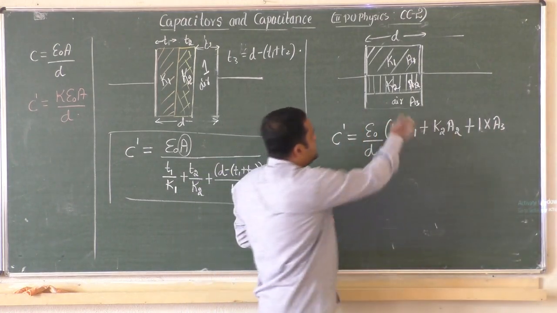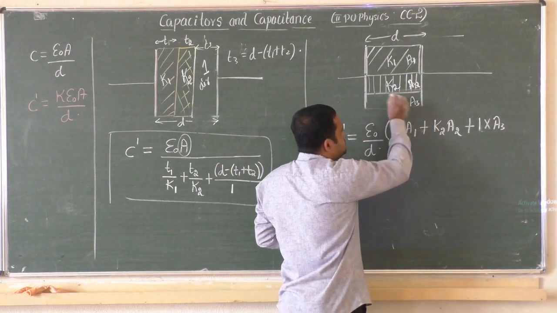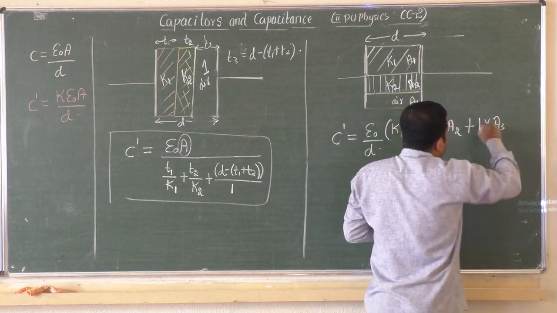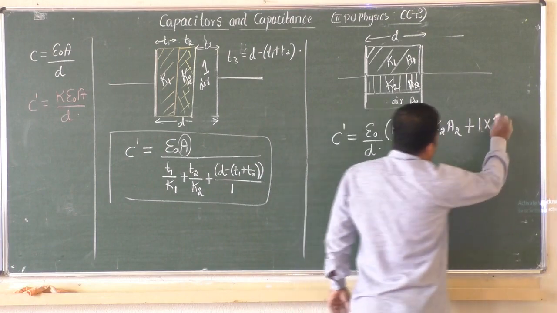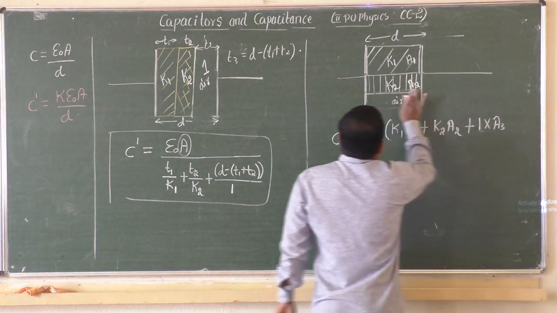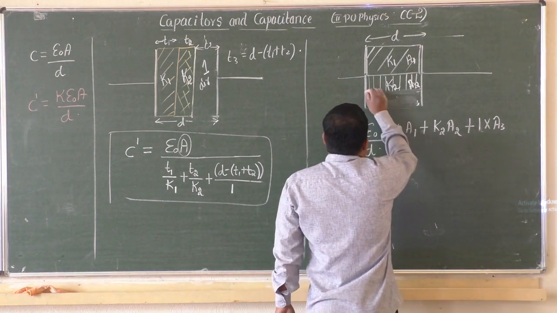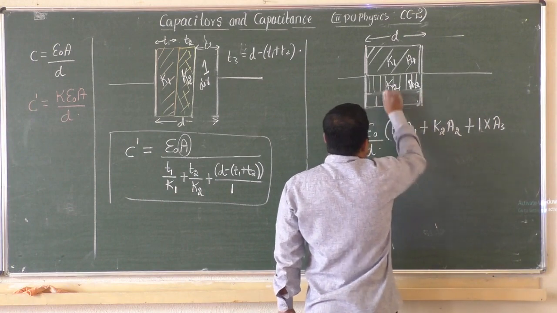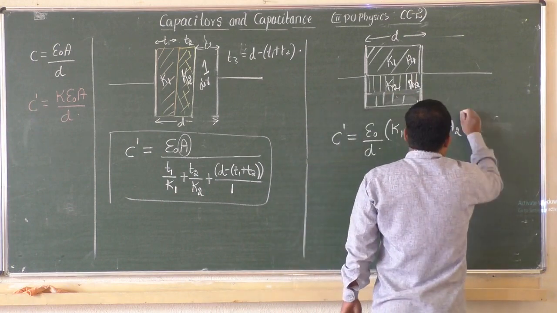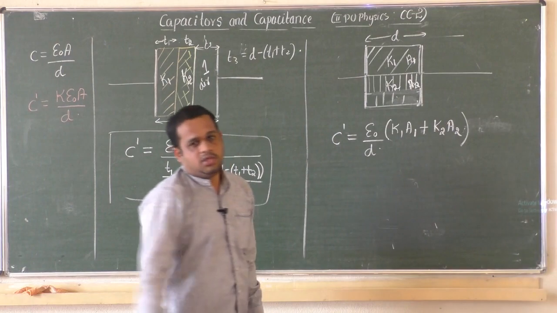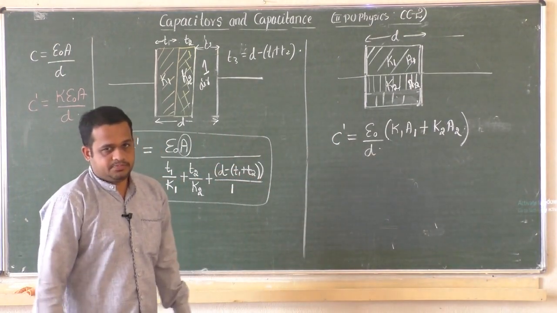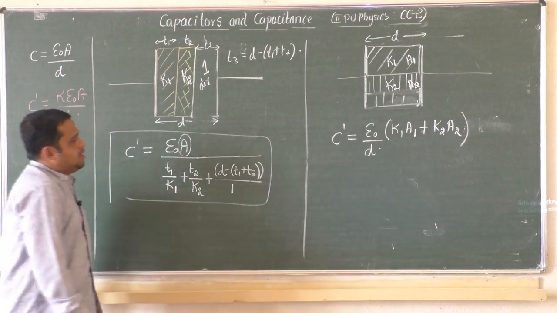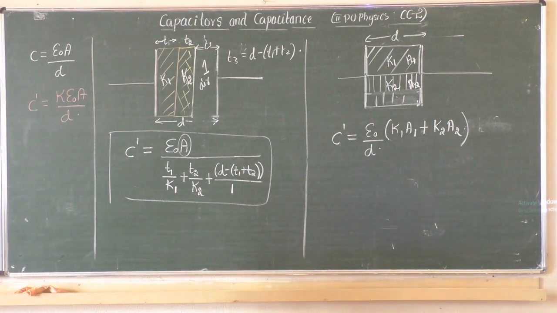Instead of air, if I use conductor, then instead of 1 you have to use infinity. Straight away capacitance will go to infinity. So 1 into A3. So if I use only two dielectrics without any air gap like this, then formula will be this one, K1A1 plus K2A2. You can use this formula for n number of different dielectrics. Okay, I think it is clear, these two equations.